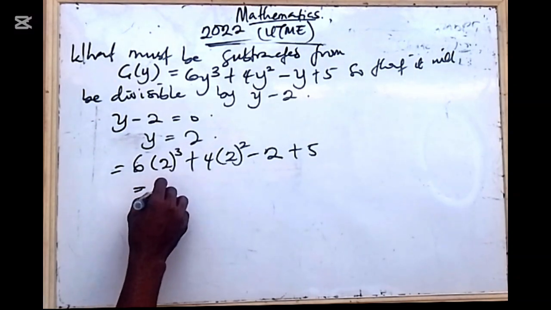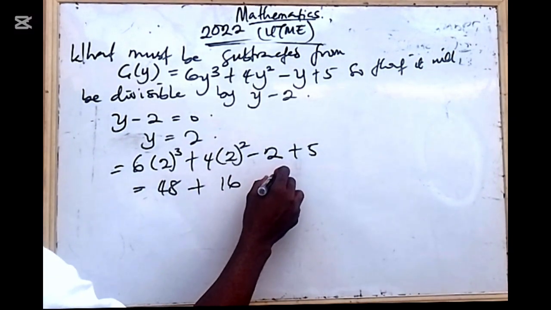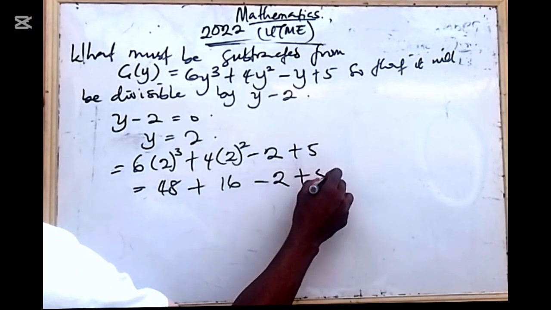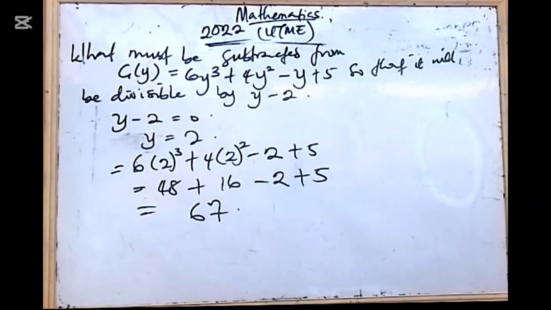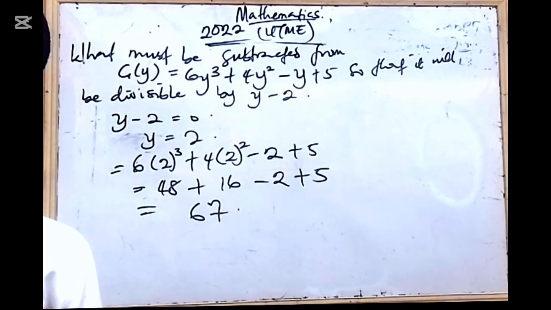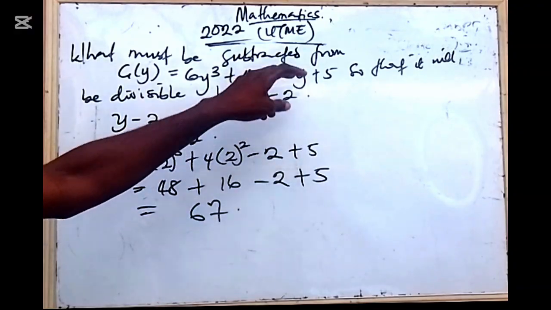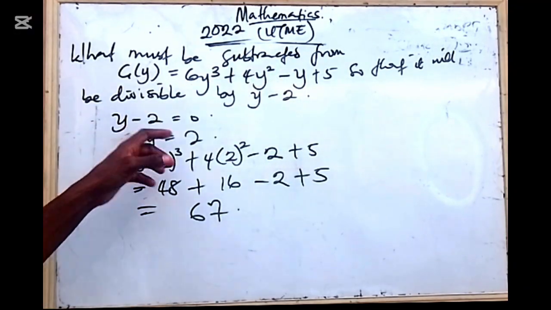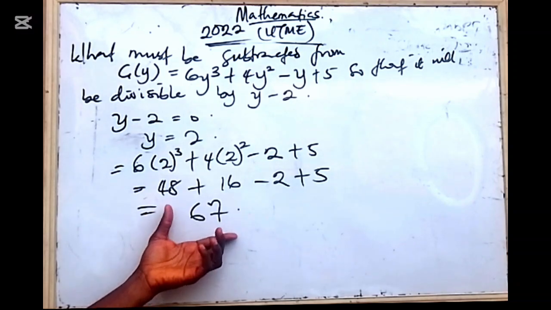6 times 8 is 48. 4 times 4 is 16. Minus 2, plus 5. If I add this one, this is 67. It's 67. And if it's going to be a factor of this one, it's supposed to be 0. You get what I'm saying? If this one is going to be a factor of this one, when we put this 2, it's supposed to give us 0. So if it's not giving us 0, that means 67 is given to us.